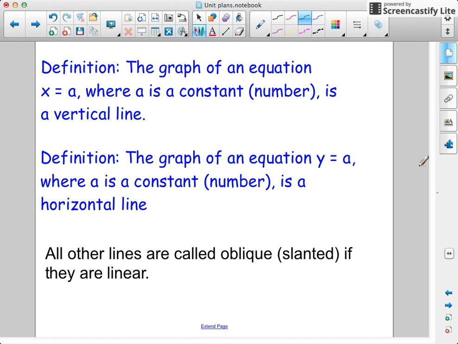So if we have the definition, the graph of an equation x equals a, where a is just a number, it's a vertical line. And if you have the graph of an equation of y equals any number, or a, where it's just a constant, it's a horizontal line. Okay, if it's not a vertical or horizontal line, we call it oblique or slanted if they are linear. So that's what you have to remember on here.